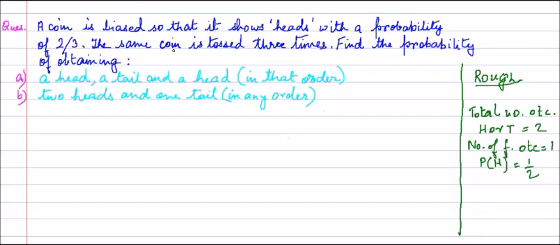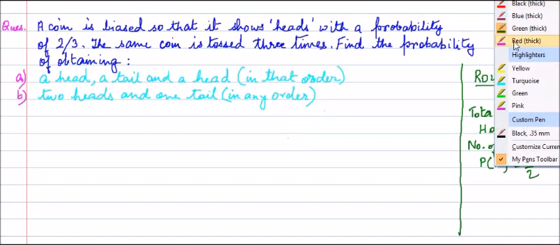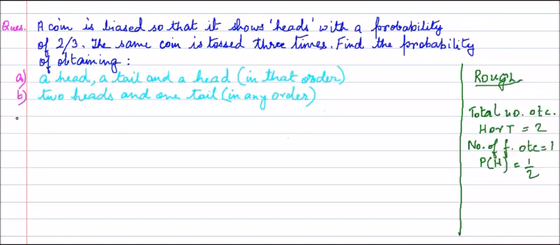The same coin is tossed 3 times. Now these 3 tosses are independent of each other. These 3 tosses are independent events, because one toss doesn't influence any other toss. They are completely independent of each other. Okay. Now let us proceed to solve the question.